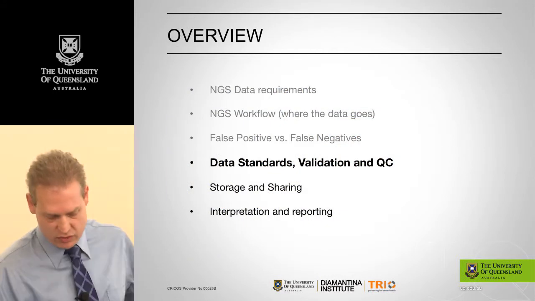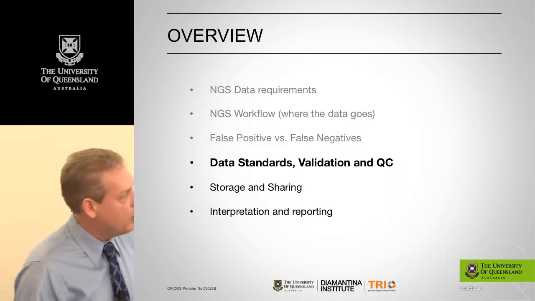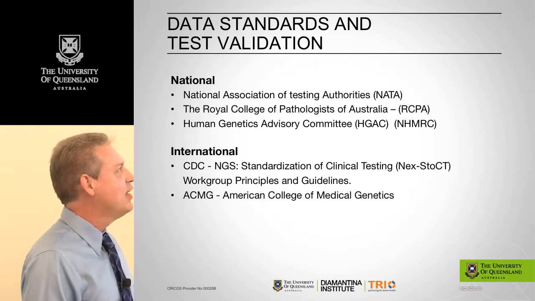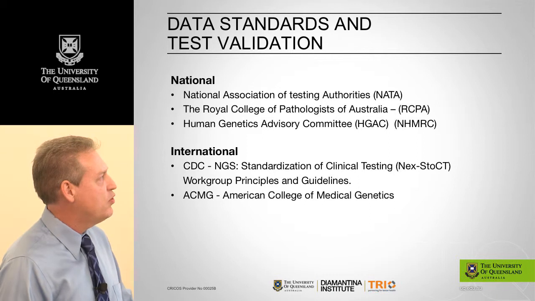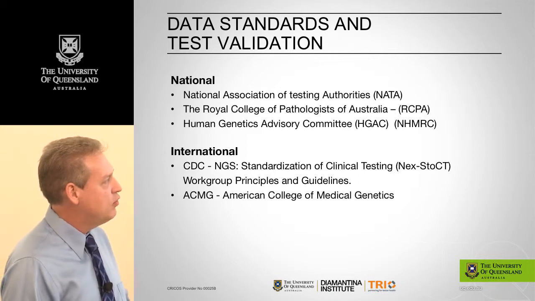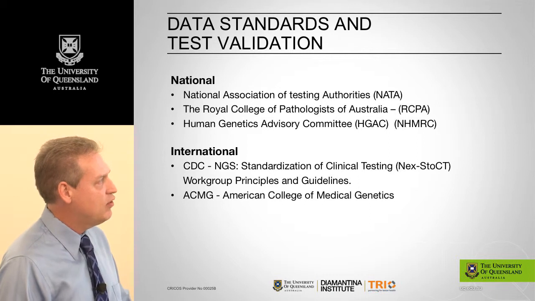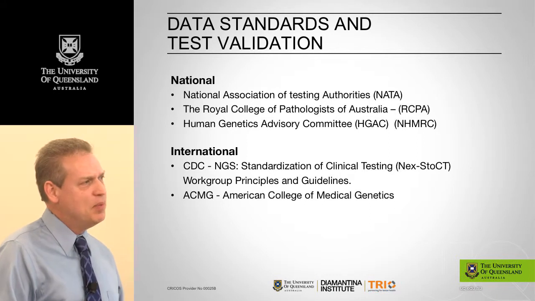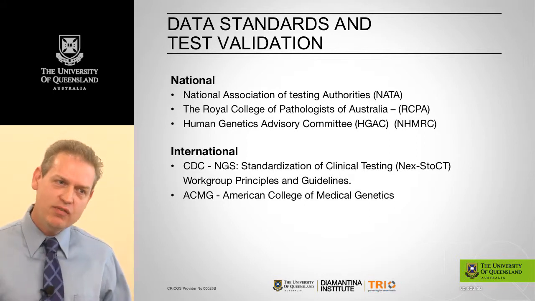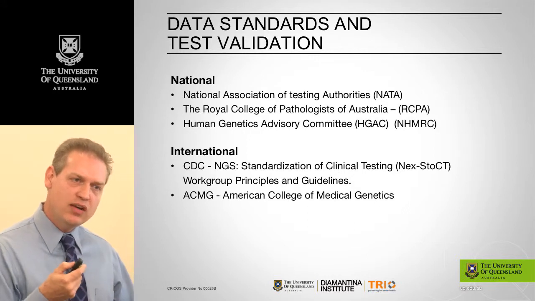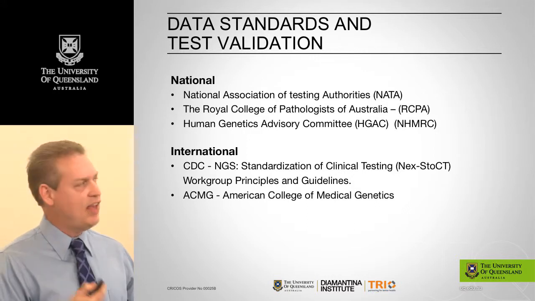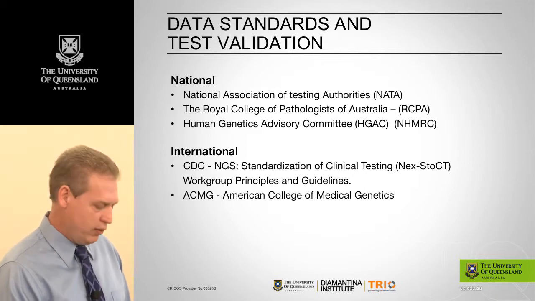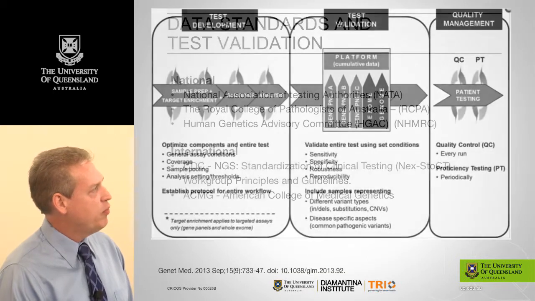Right, data standards and validation. So there are standards out there, and there's NATA, there's the Royal College of Pathologists, the Human Genetics Advisory Committee. These groups have got together, called the PathWiki project, to write down standards for next-generation sequencing. Now, they're not rigorous standards, because next-generation sequencing has so many different flavors and so many different algorithms, there are general guidelines for how you should test and validate these methods, and I'll get to that next slide. There's also many international efforts as well. So we've recently gone through this process and have NATA approval in our lab.